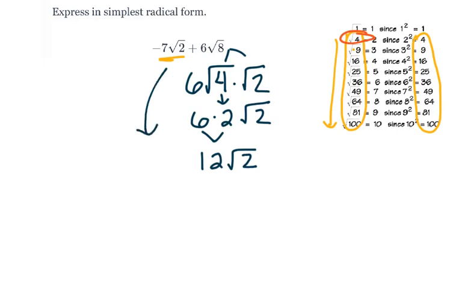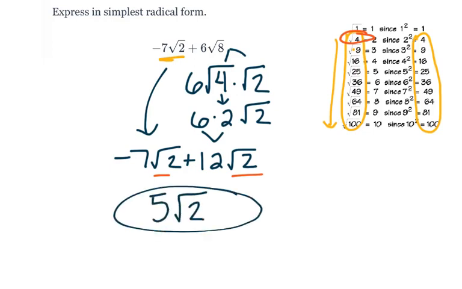Now, let's bring down negative 7 root 2. And guess what? I can add them now because they have the same root. Okay. So negative 7 root 2 plus 12 root 2 just becomes 5 root 2. Okay. That's your answer.